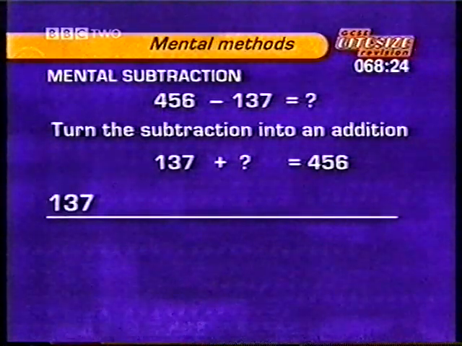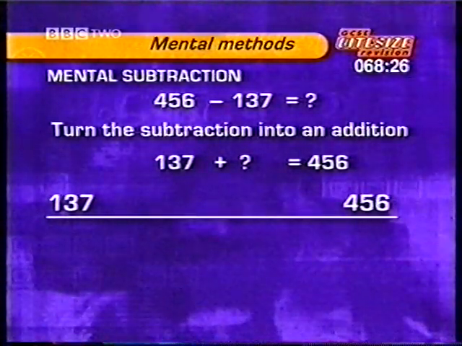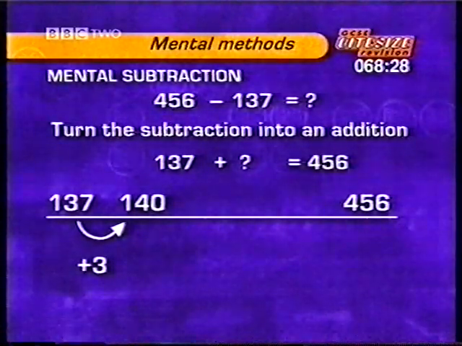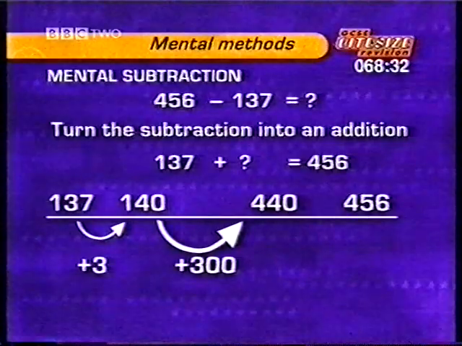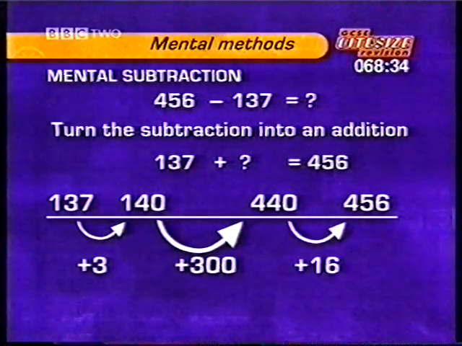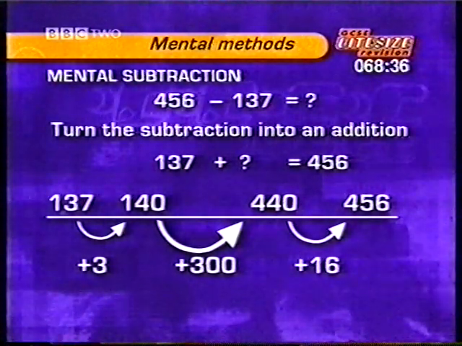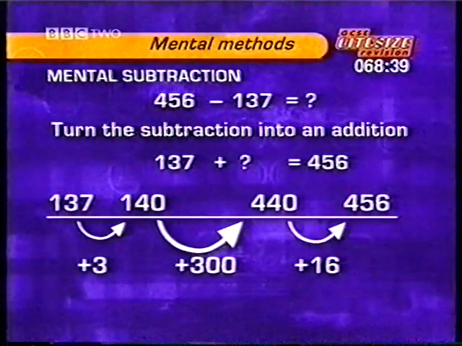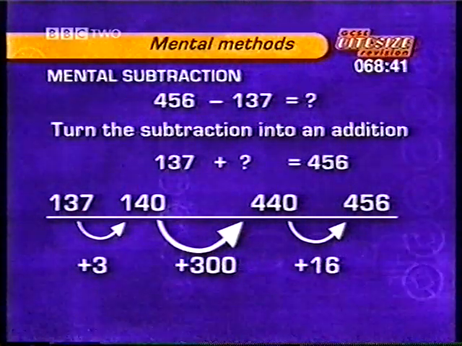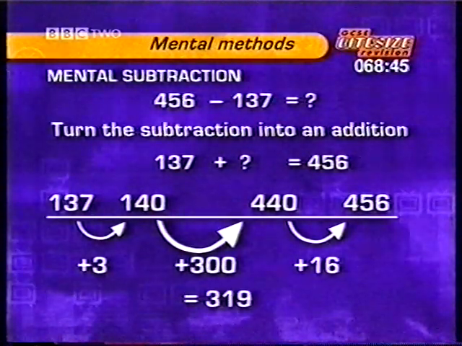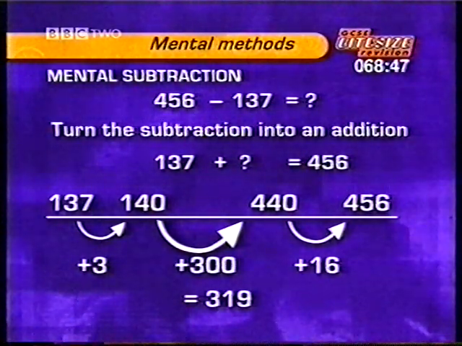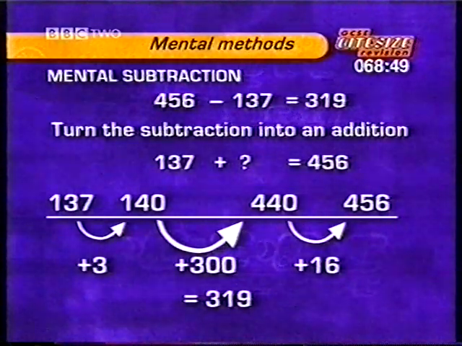To do this, count on from 137 to 456 along a number line. From 137 to 140 is 3, on to 440 is another 300, and finally on to 456 is 16. Adding up the steps, that's 300 add 16, 316, add 3 is 319. So the difference between 456 and 137 is 319.